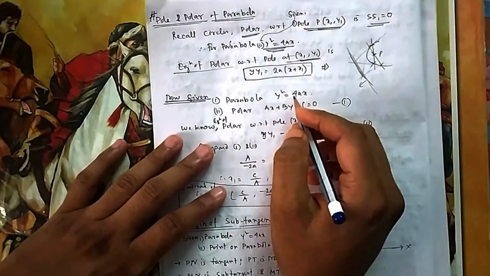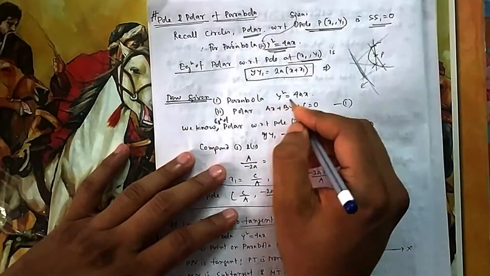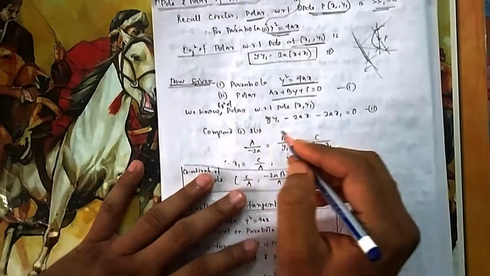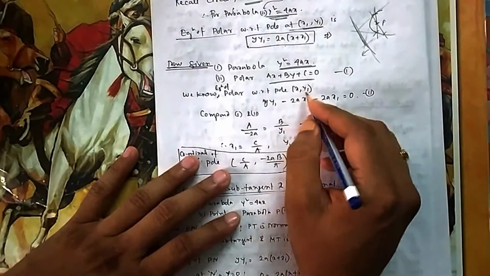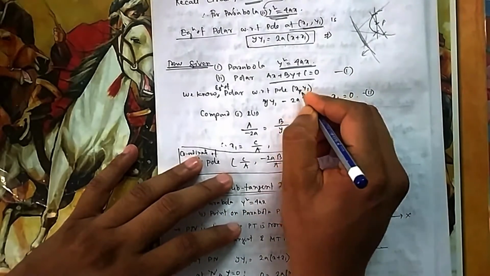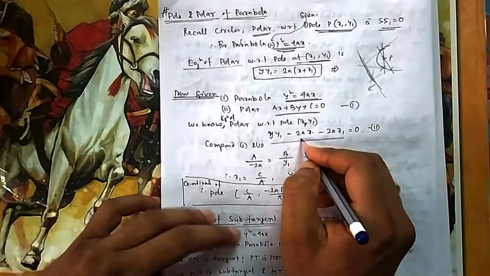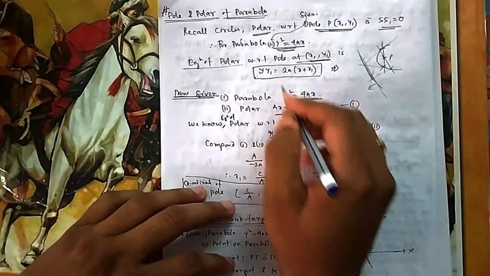Now reverse. Suppose your polar is given, you need to find the pole. So this is the parabola given and this is the polar. Now you need to find the pole. So suppose the pole I don't know. With respect to x1, y1, this is the pole. If the pole is given to you, then this is the equation of the polar.